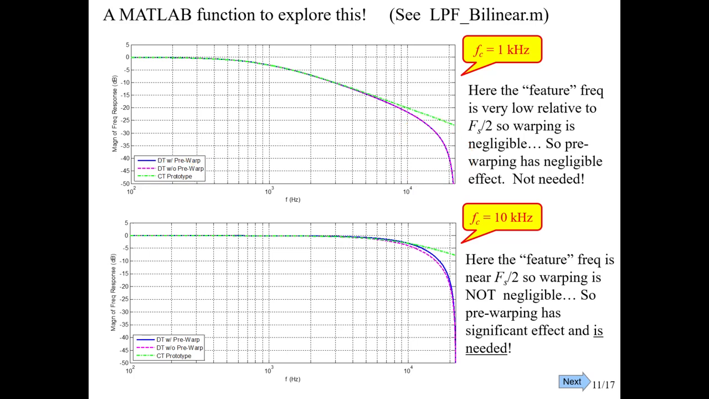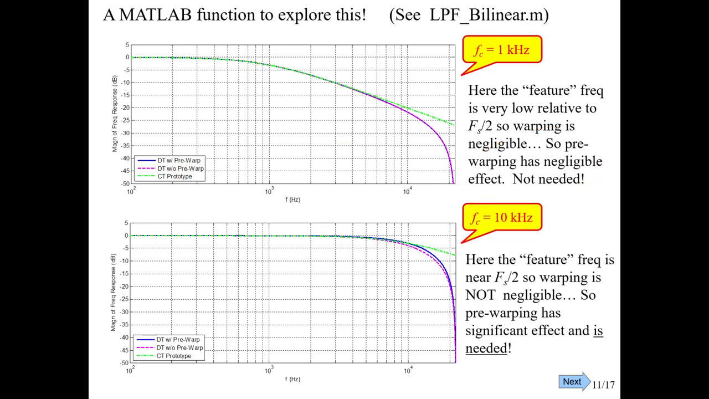Why is that? Well, in this case, the cutoff frequency is way down here, very low compared to fs over 2. So pre-warping is negligible when the feature we're trying to map is very low in frequency. So we probably don't even have to worry about it.